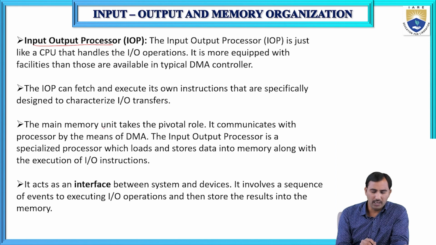So the main memory unit takes a pivotal role, because if you open or run any application, that application is running from the main memory itself. That's why the main memory takes a pivotal role. It communicates with the processor by means of DMA.